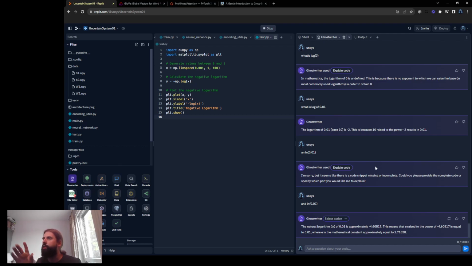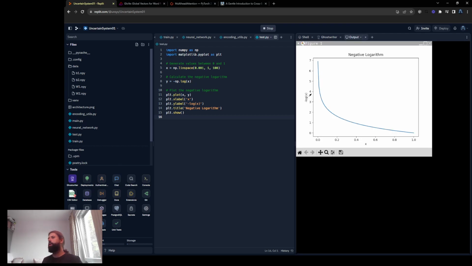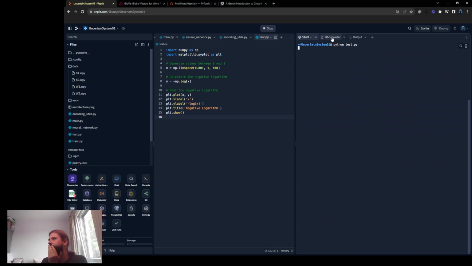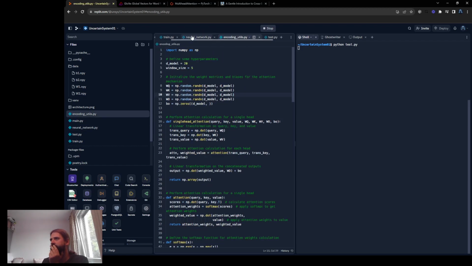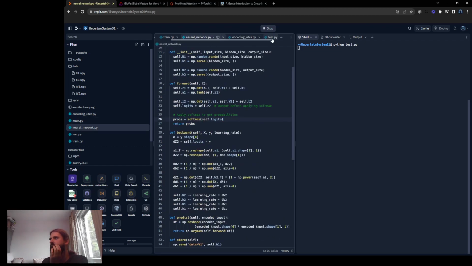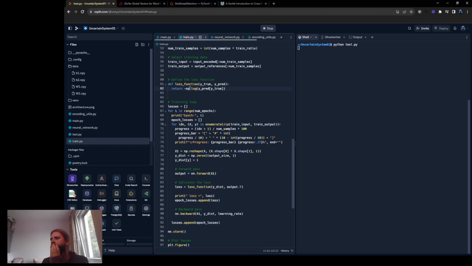Yeah, but with the negative, you want a high loss. Makes sense. So you want high loss when it's low values, and low loss when it's high, close to 1. That makes sense. So this kind of makes sense, it's just not done the right way. So let me just do this properly.